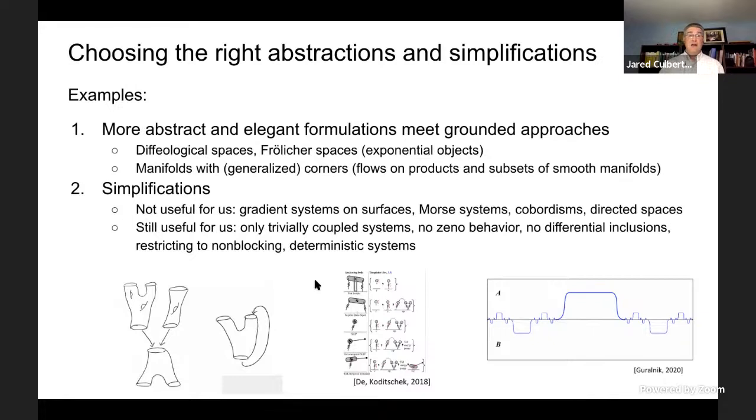We restricted to non-blocking deterministic systems, which basically amounts to the analog of existence and uniqueness of integral curves in the classical setting. And so there are certainly hybrid systems which exhibit both non-determinism and blocking states, which are interesting, but again there are many that are not. So what we found was that having someone to tell us which of these simplifications and abstractions were useful and which were not was absolutely critical to what we were doing here.